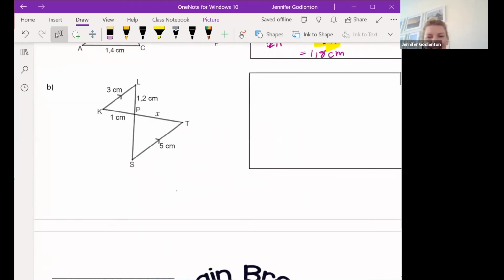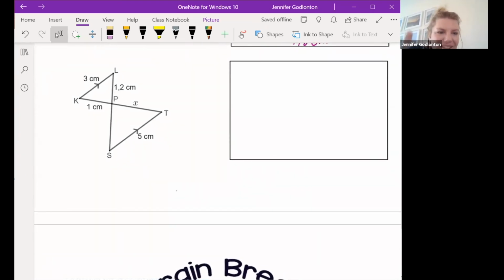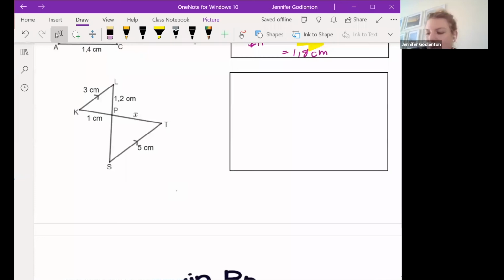Okay, let's look at this one. This situation, these two triangles, first of all, we have to prove that they're similar. They haven't told us that they're similar. So we first have to do a similar proof, and then we have to find X. Okay, so I want you to think about what that's going to look like. Think about each step over here. Think about what we're going to write for our proof.